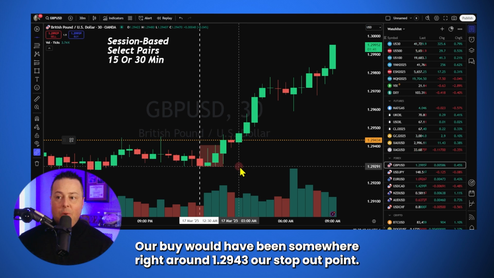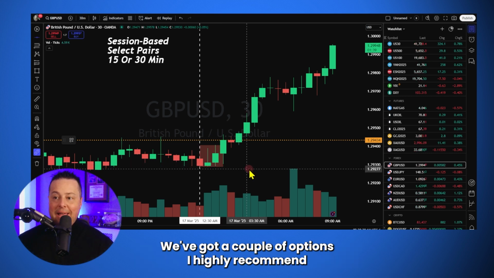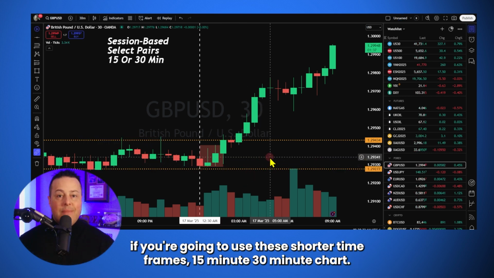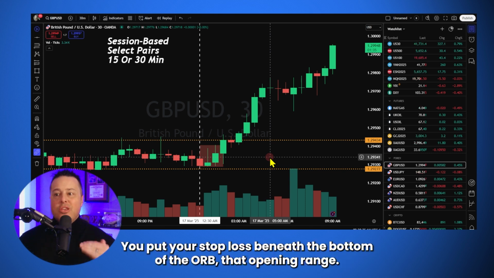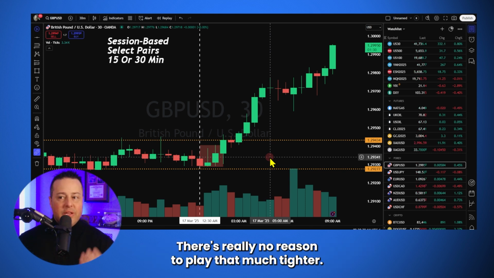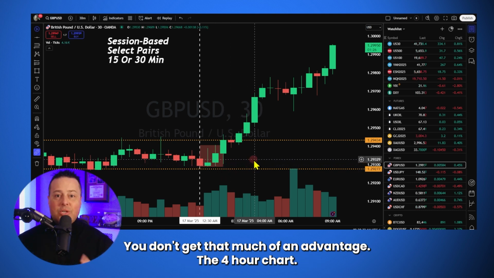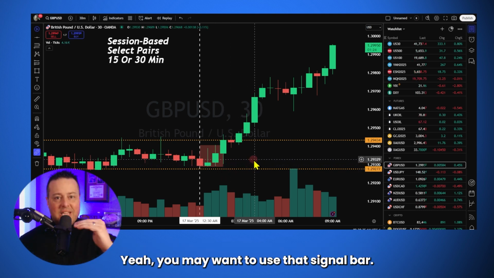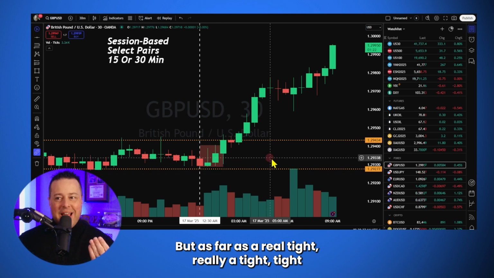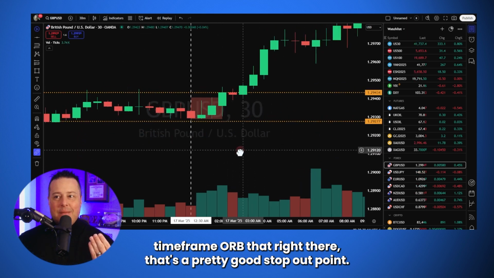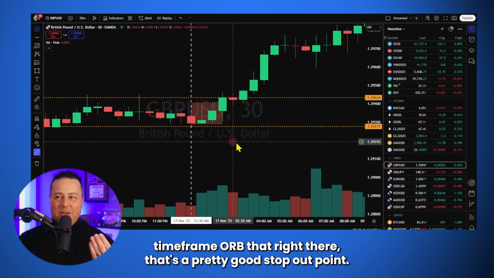Our stop out point, we've got a couple of options. I highly recommend, if you're going to use these shorter time frames, 15-minute, 30-minute chart, you put your stop loss beneath the bottom of the ORB, of that opening range. There's really no reason to play that much tighter. You don't get that much of an advantage. The 4-hour chart, yeah, you may want to use that signal bar, but as far as a real tight time frame ORB, that right there, that's a pretty good stop out point.